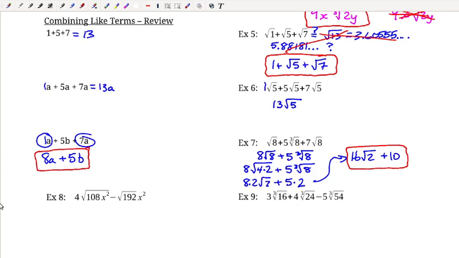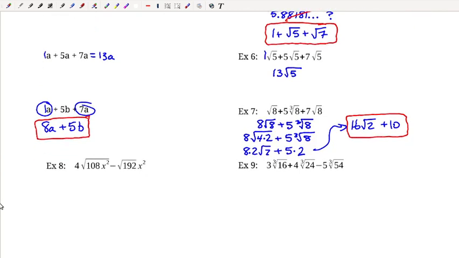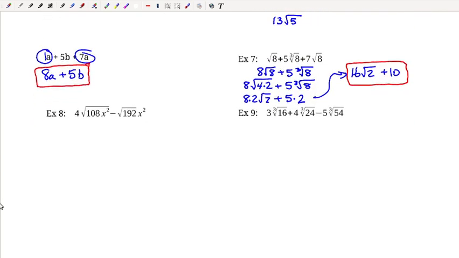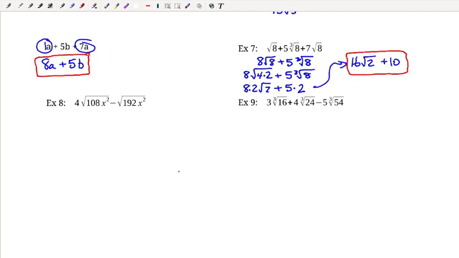Okay, few more examples. Let's see where we go with more terms to work with. So I want to add or subtract 4 root 108 x squared minus root 192 x squared. Sorry, this should be underneath the root. Let's see if I can fix that. All right, there we go. That looks a little better.